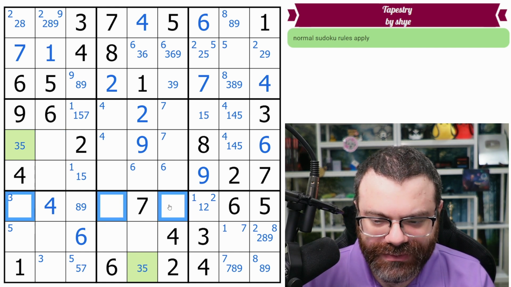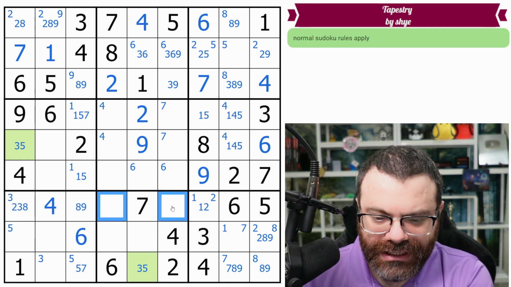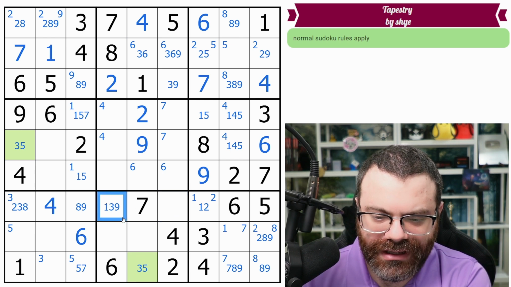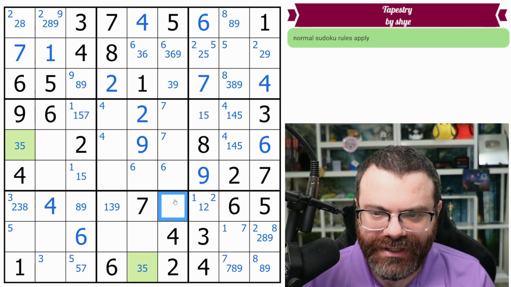What about the rest of this row? 1, 2, 3, 8, 9. So this one's not 1 or 9, so this is 2, 3, 8. These aren't 2, so these are 1, 3, 8, 9. This one's not 8, so this is 1, 3, 9. This doesn't seem helpful. I think this is any of 1, 3, 8, 9.